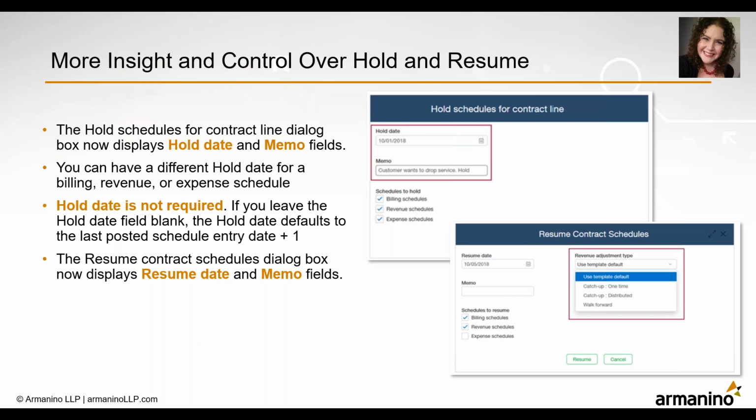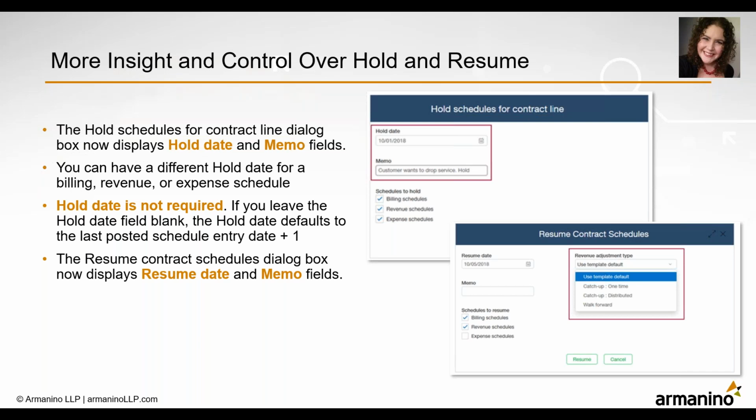So your options for how that adjustment is going to be handled when you do resume, you've got the option to either use the template default, which is going to use whatever revenue adjustment option you selected on the revenue template itself. Or you can override that and decide you want to do a one-time catch-up, which is going to set the scheduled posting date for all revenue that was scheduled prior to the resume date to the new resume date. You could do a catch-up and a distributed, and that's going to recalculate the revenue schedule term using the resume date as the start date and spread the total revenue amount across the shortened schedule so that any skipped periods are eventually caught up by the end of the schedule.